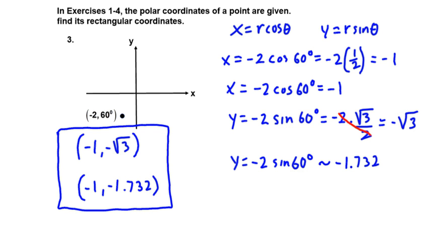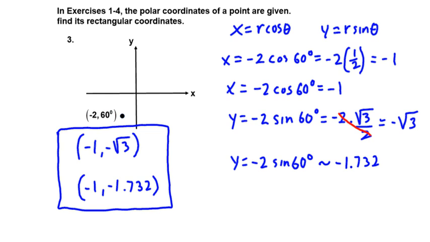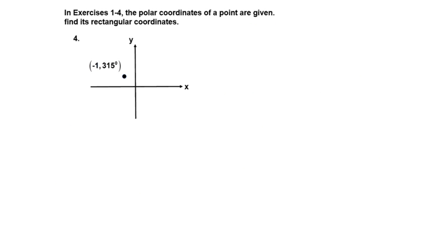My recommendation, just glancing back quickly at problem 2, is that it'll be easier for a lot of people if you go ahead and convert this 5 pi over 4 into degrees and work it from there. Problem 4 should be quite easy.